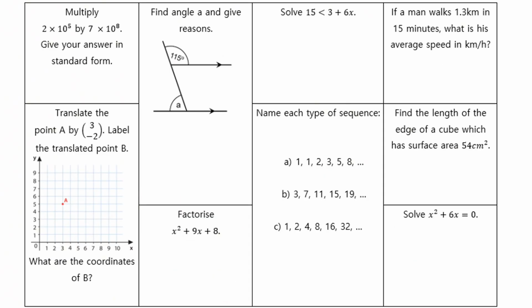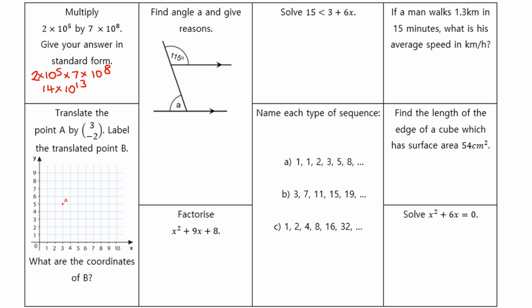Multiply 2 times 10 to the power of 5 by 7 times 10 to the power of 8. So 2 times 10 to the power of 5 times 7 times 10 to the power of 8. I'll do the numerical values first, which is going to be 2 times 7, that's 14, times 10 to the 5 times 10 to the 8. We add the powers, it will become 10 to the 13.